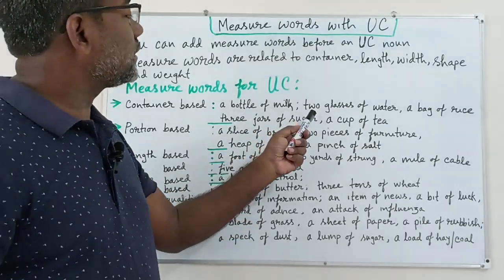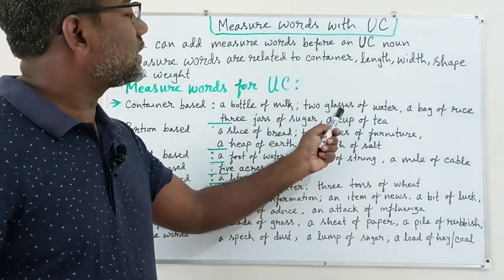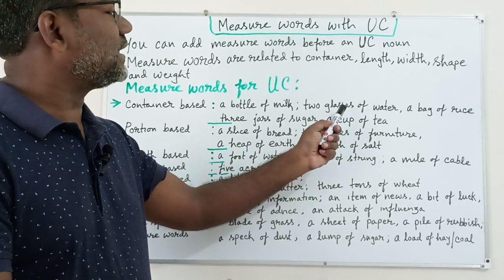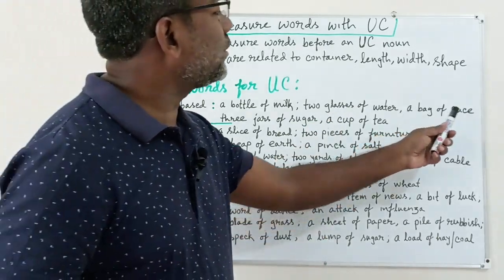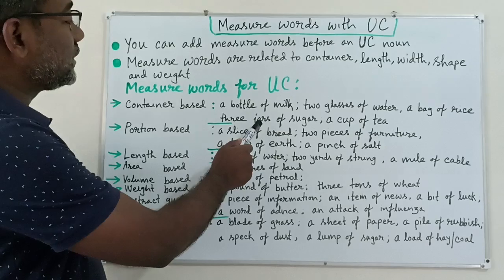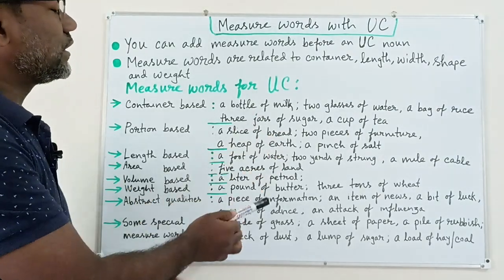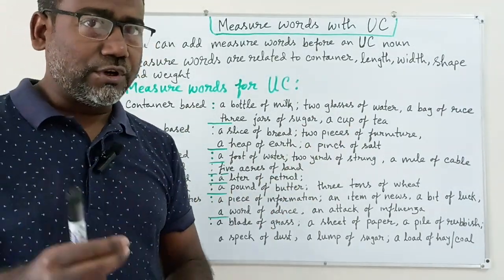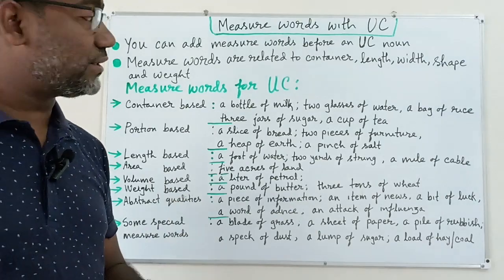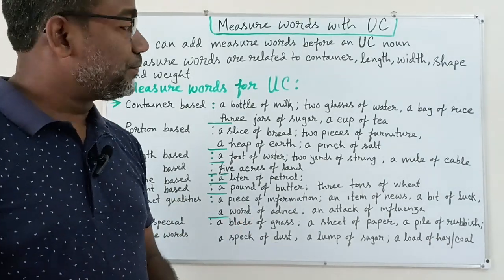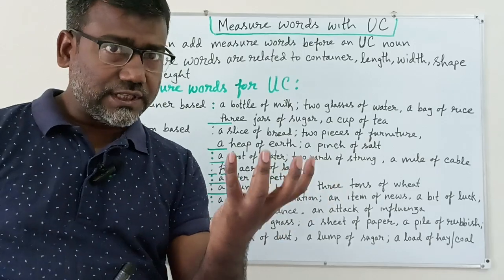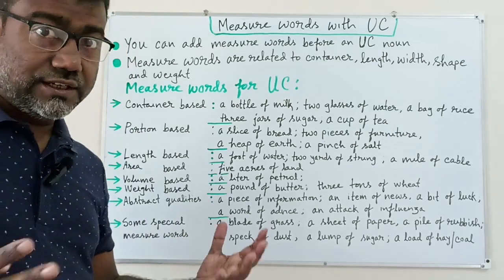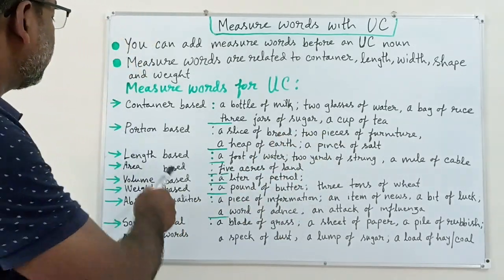The next example, 2 glasses of water. Glass is also a container. We keep water in a glass or take water in a glass. And a bag of rice. Bag is a container. 3 jars of sugar. Jar is also a container. A cup of tea is a very common container that we use every morning, or when we are at office or at home in our living room. You pour tea in a cup, that is a container, and we sip the hot tea and enjoy the cup of tea.